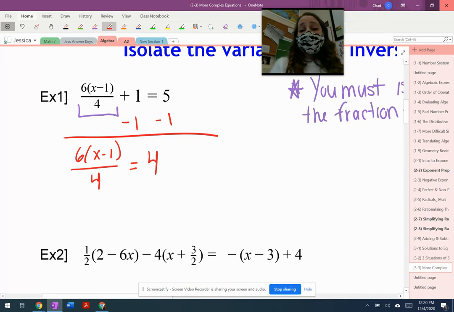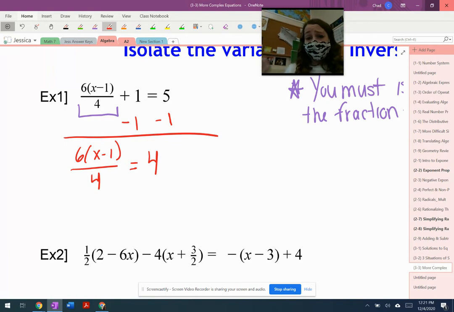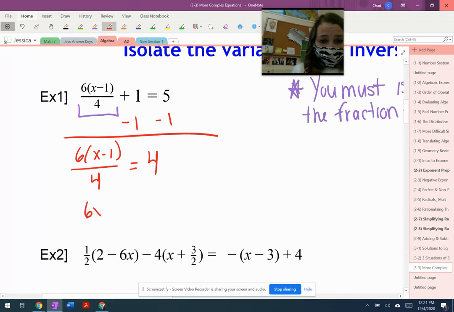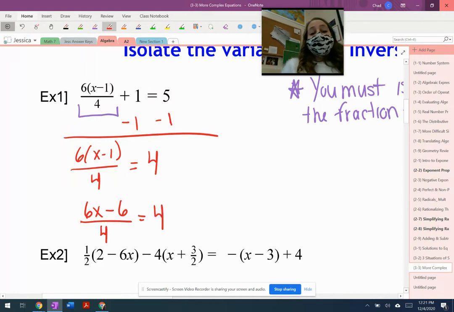So now here you have a couple of options as to what you could do next. You could deal with that distribution on the top, and I know many of you are going to see that first and do that first. It is okay that you did that distribution first as long as you are moving that negative 1 over next. So I'm going to change this to just say 6x minus 6 divided by 4 is equal to 4.